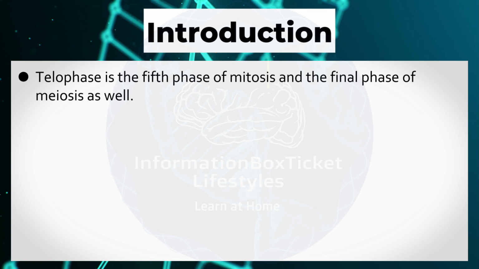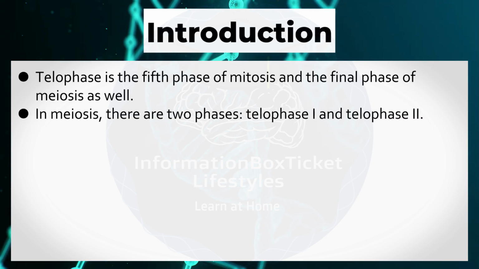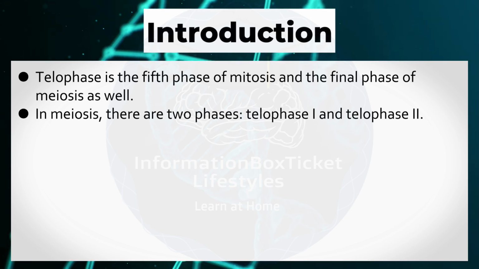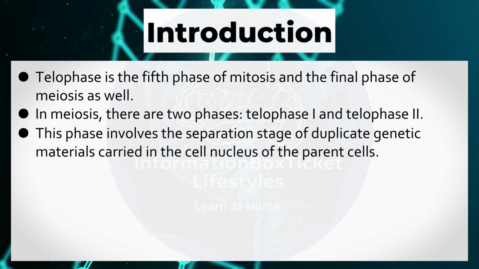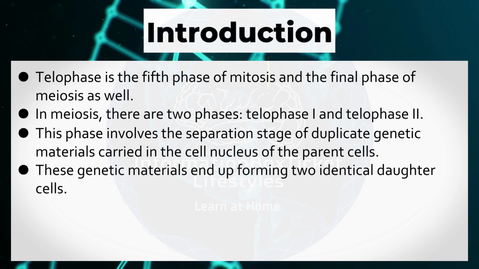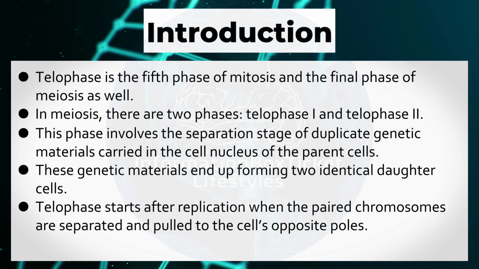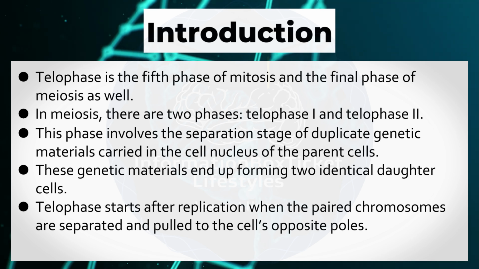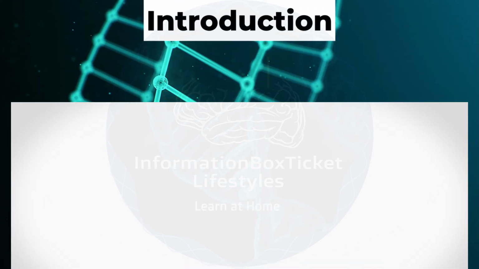Introduction to telophase in mitosis and meiosis. Telophase is the fifth phase of mitosis and the final phase of meiosis as well. In meiosis, there are two phases, telophase 1 and telophase 2. This phase involves the separation stage of duplicate genetic materials carried in the cell nucleus of the parent cells. These genetic materials end up forming two identical daughter cells. Telophase starts after replication, when the paired chromosomes are separated and pulled to the cell's opposite poles.